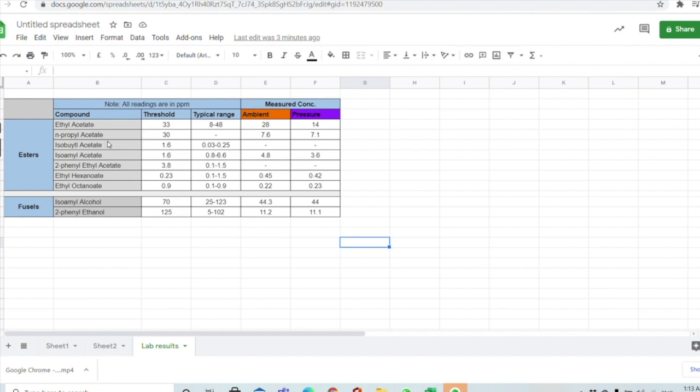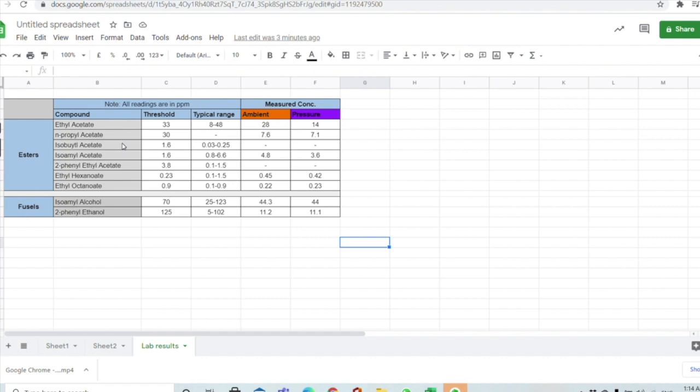The next one is propyl acetate, where the threshold is 30 ppm. Our lab currently does not have a typical range for n-propyl acetate, just because we haven't been able to find it in a large number of beers that we've tested, including commercial ones as well as beers brewed in the lab for experiments like this one. But regardless, for ambient fermentation, we found 7.6 ppm in this specific sample. And for pressure fermentation, it's pretty much the same, just slightly reduced at 7.1 ppm.